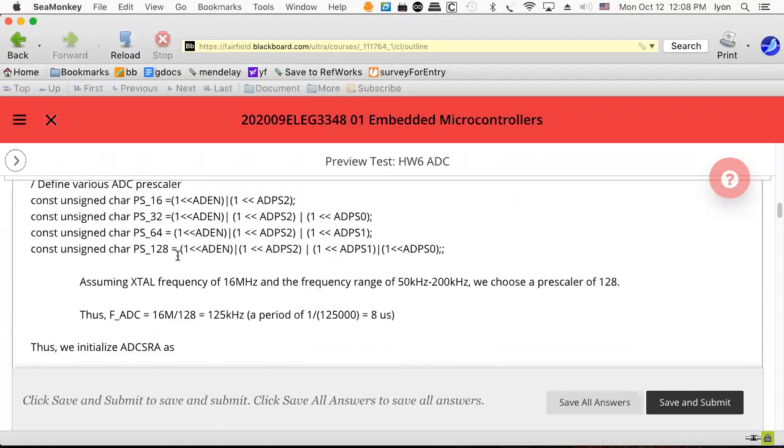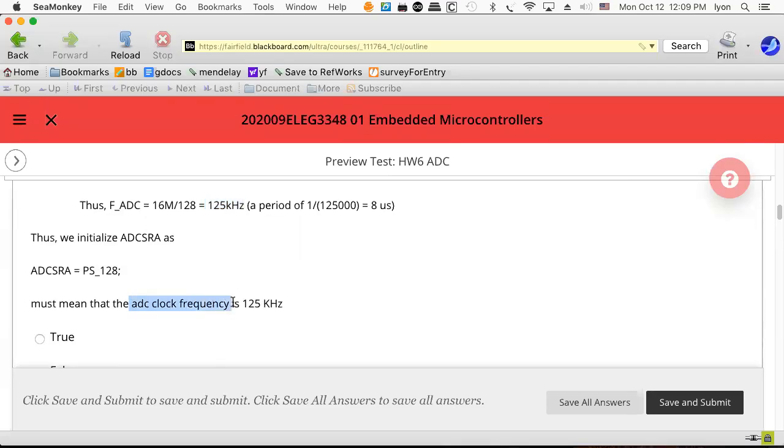So here's a series of prescaler settings. Assuming a crystal frequency of 16 megahertz and a range of 50 to 200 kilohertz, what prescaler of 128, what will that buy us? So we take the 16 megahertz divided by 128, we get 125 kilohertz input into the successive approximation ADC. That's going to take us perhaps 13 cycles, so we'll divide this by 13 in order to get an actual conversion rate. And I think it came out to be 9.6 kilohertz.